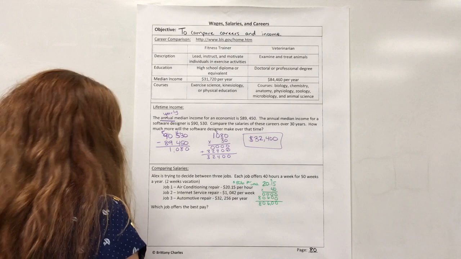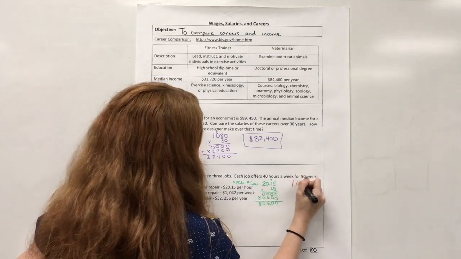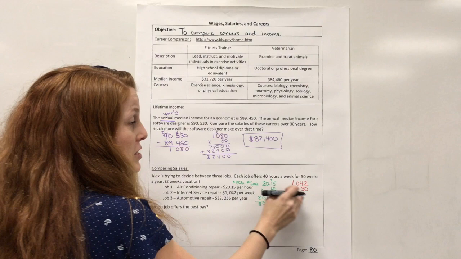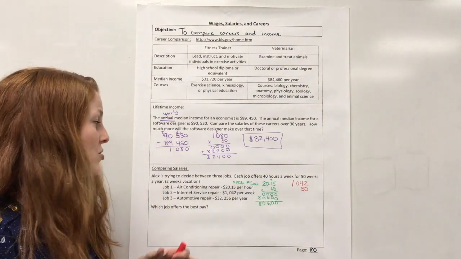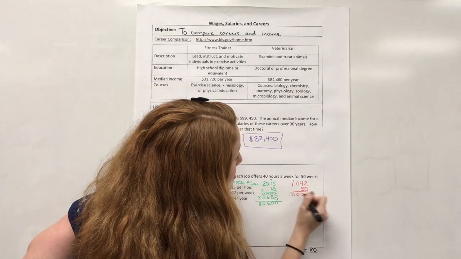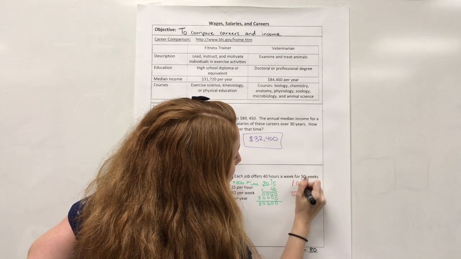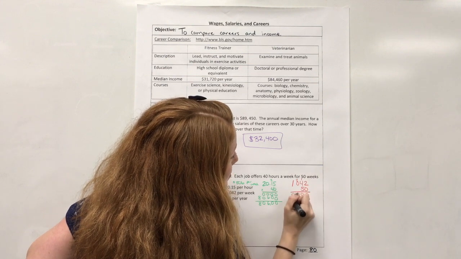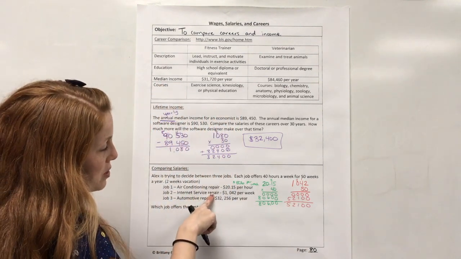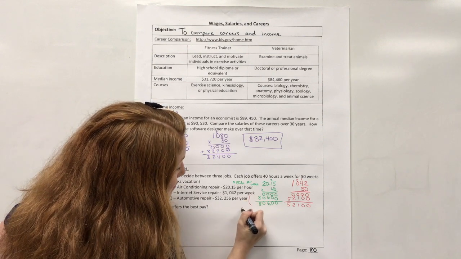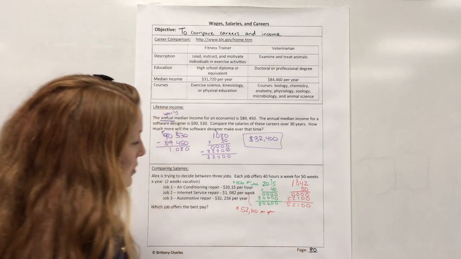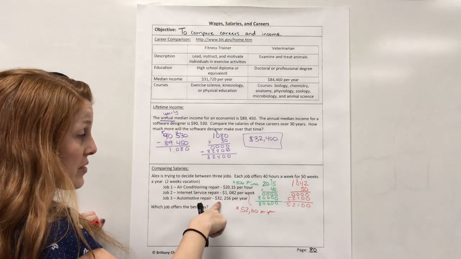Okay, so now let's try the next one. 1042, and he's working 50 weeks. Well, even if I ignore the 52, 50 times 1,000 would be 50,000. So I already know that that should be higher than this, but let's just double check. So 0, 0, 0, 0, placeholder, 10, 21, 0, 2, 5, 0, 0, 1, 2, 5. Okay, so as an internet service repairman, he's going to make $52,100 per year. Okay, and so that is more than the automotive repairman.